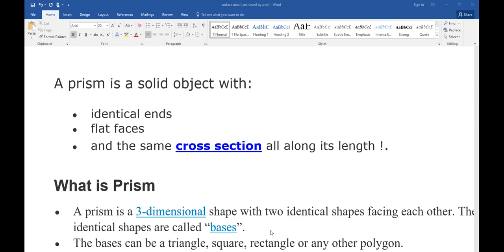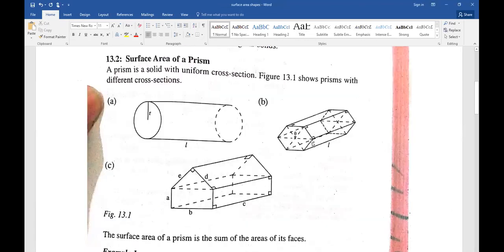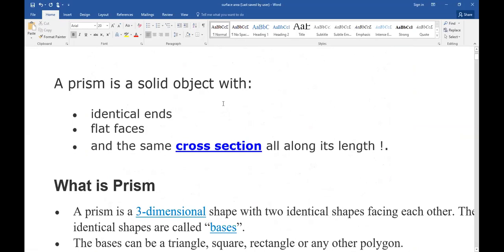The next solid I want us to look at is called a prism. As you can see, the shapes B and C are both prisms. The definition of a prism is that it has to have identical edges, that is, each and every edge. So a prism is a solid with identical edges. The edges have to be identical.